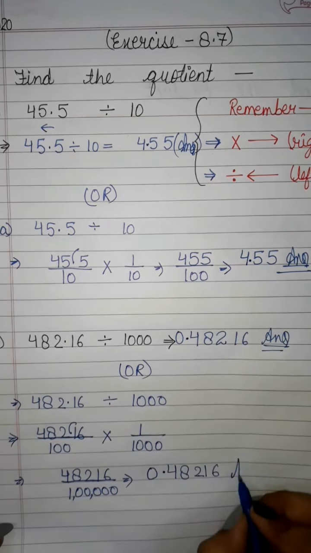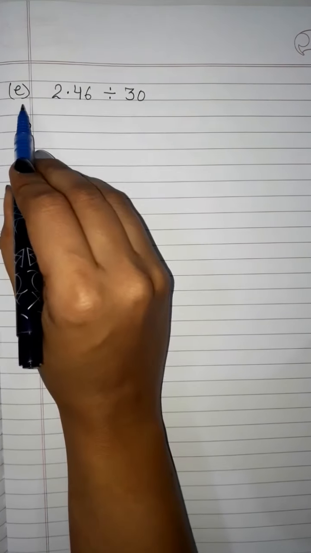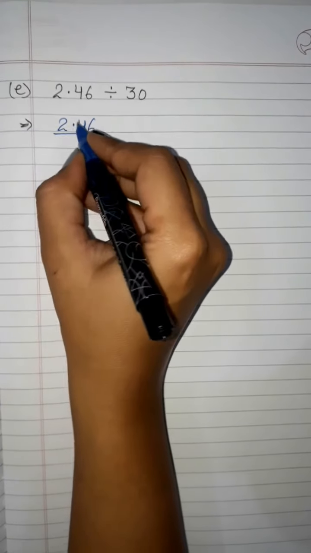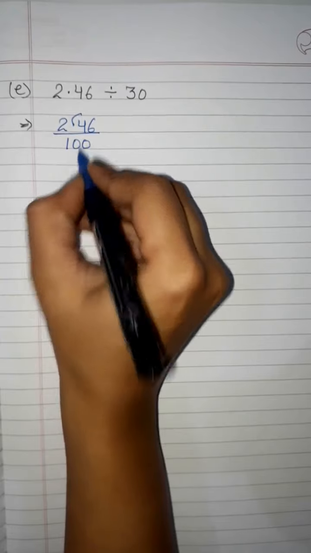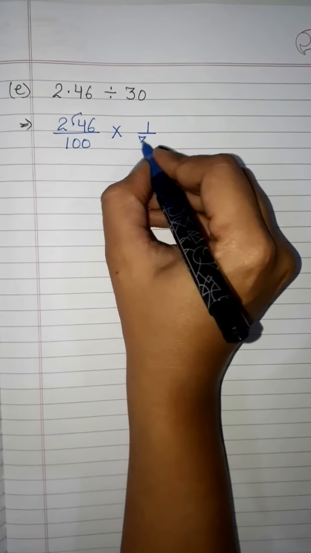Children, you can do it by any of the methods. Now see this decimal number to be divided by 30. This is E part. Remove the decimal. In the denominator you get 100. Now you can reciprocate this. It will be 1 by 30.